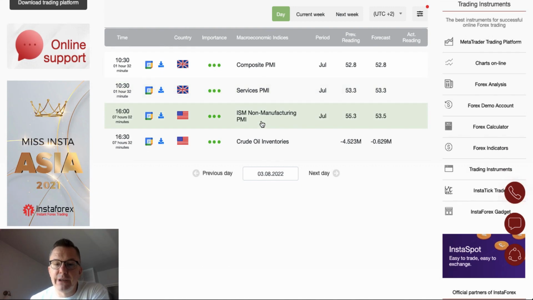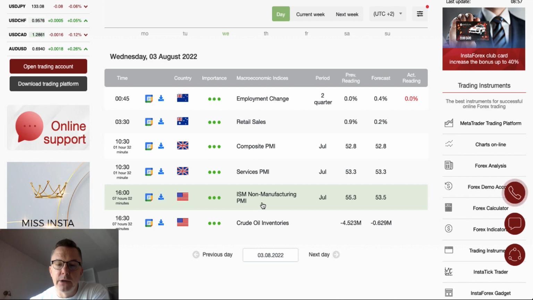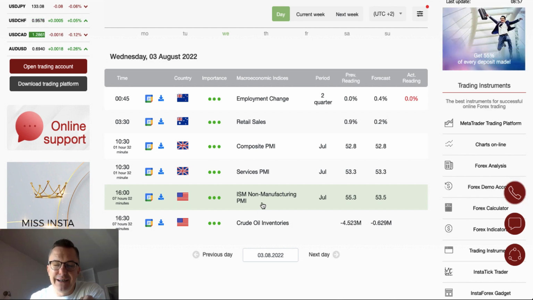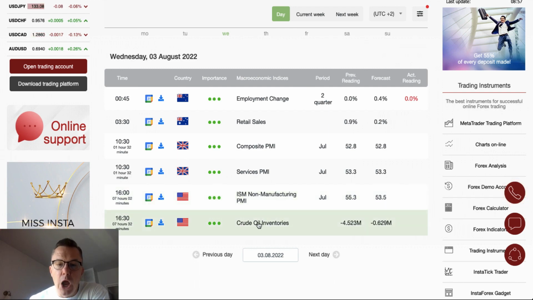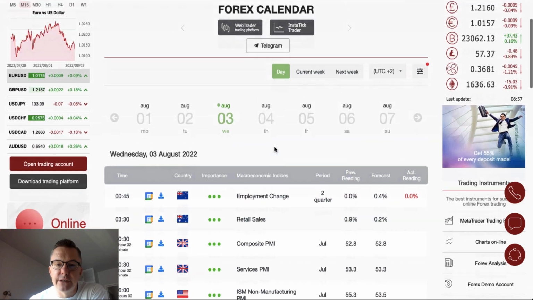During the New York session, we have, of course, the ISM non-manufacturing PMI data scheduled for release, and the crude oil inventories at 4:30. So we will definitely take a look at the euro, the USD JPY pair, and then the crude oil. So let's start our technical part with the New Zealand dollar.